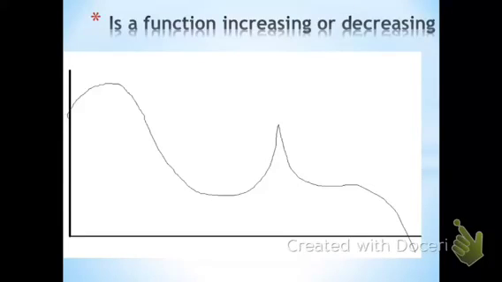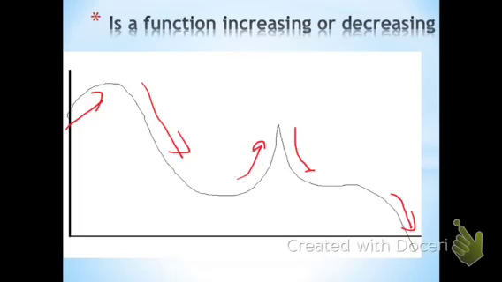Alright, so today's topic is dealing with the AP idea of if a function is increasing or decreasing, and if so, over what intervals. Now visually, you can see that this graph is increasing from here to here, decreasing, increasing, decreasing, decreasing. But using calculus, how do we know?